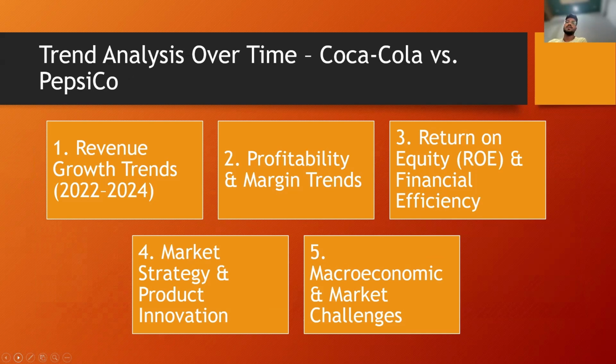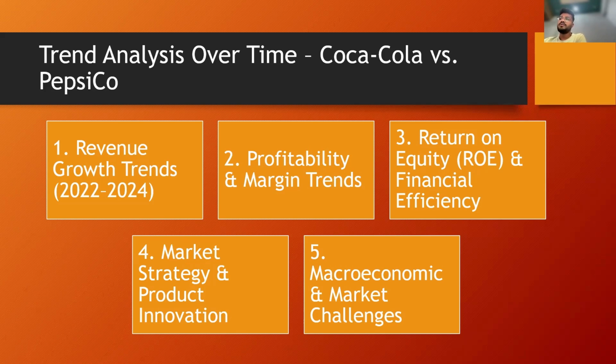So here we'll go in depth on the table comparison we had seen earlier. The first point is revenue growth trends. For Coca-Cola, steady revenue growth due to price adjustments and increased global demand. Revenue increased from $42.3 billion in 2022 to $47.2 billion in 2024, reflecting a compound annual growth rate of 5.6%. Growth driven by expansion in emerging markets such as India, Latin America, and premium product pricing.